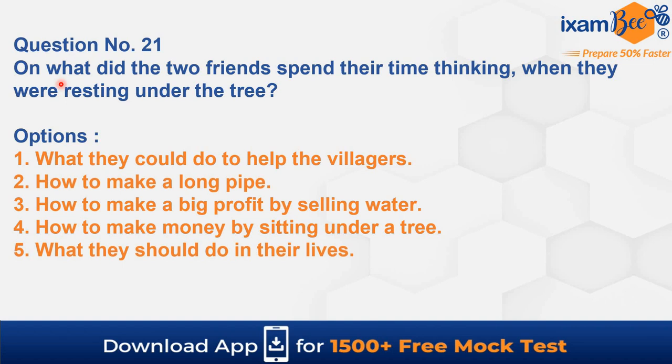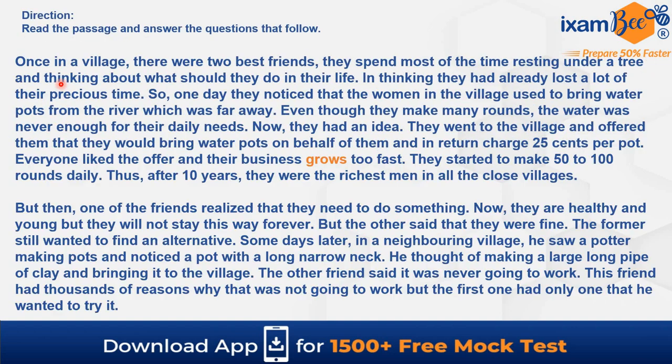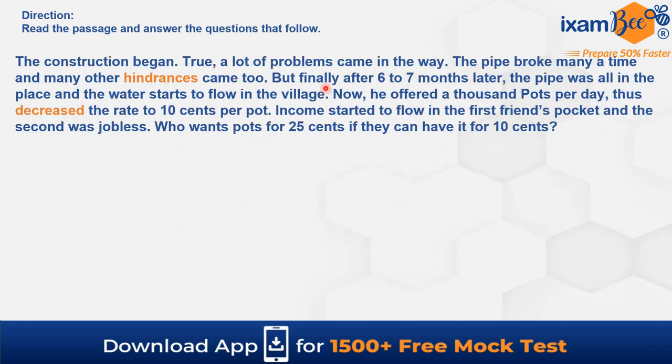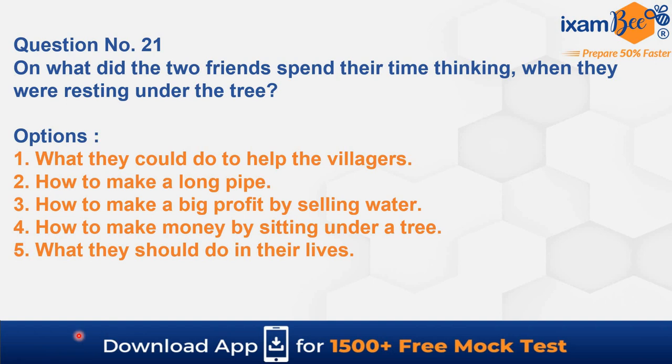So this question says, on what did the two friends spend their time thinking when they were resting under the tree? So let's look at the first part. See, two best friends, they spend most of the time resting under a tree and thinking about what they should do in their life. So this is what they are thinking about, what they should do in their life. So look at option 5, what they should do in their lives. Very, very easy. So option 5 is your correct answer, right?